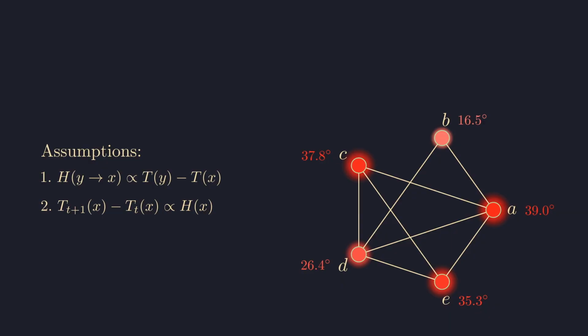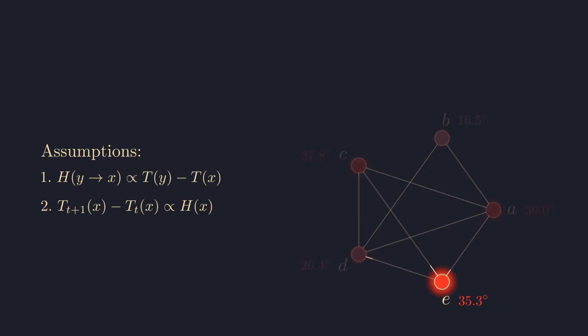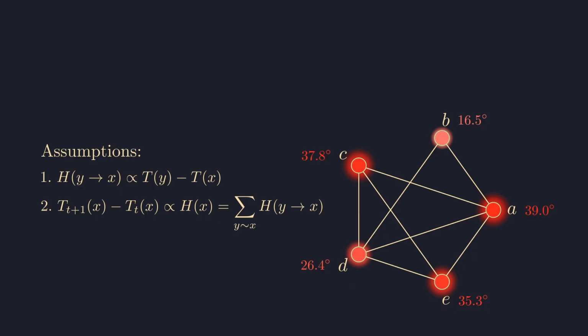Now, since heat can only flow along the edges, we can write the heat received by x as the sum of heat flowing along all edges which are incident on x. We are summing over all the vertices y which are adjacent to x. This notation will be used repeatedly throughout this video.